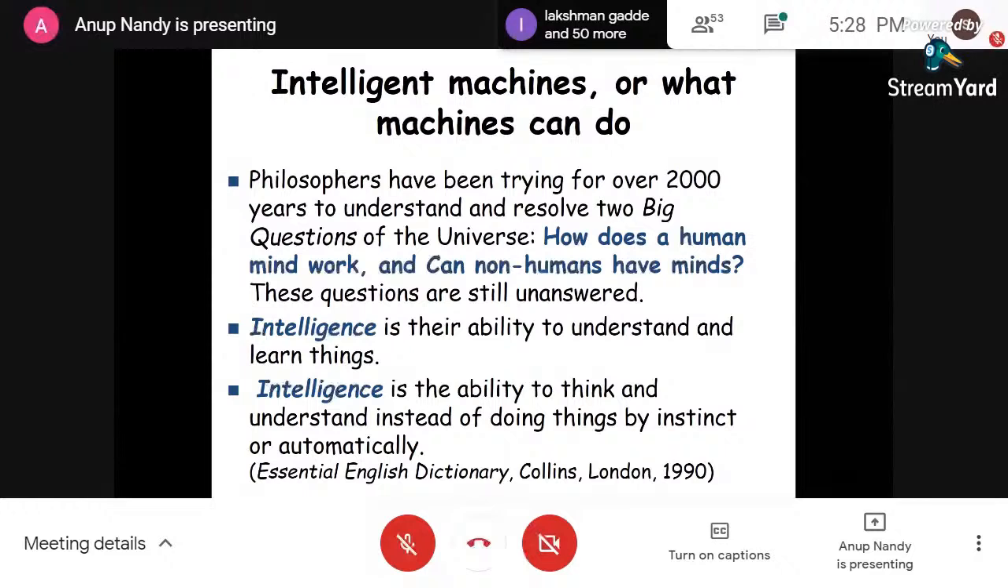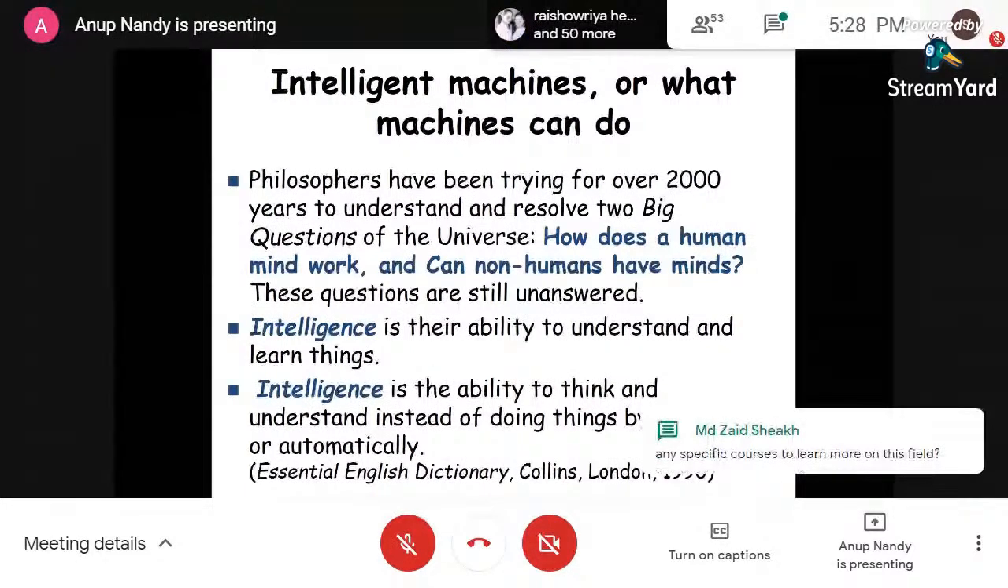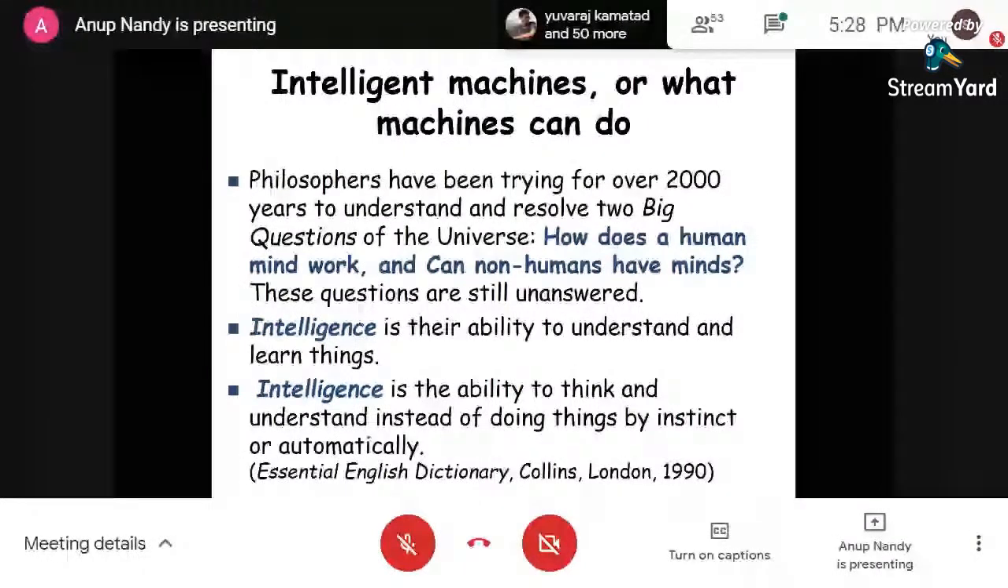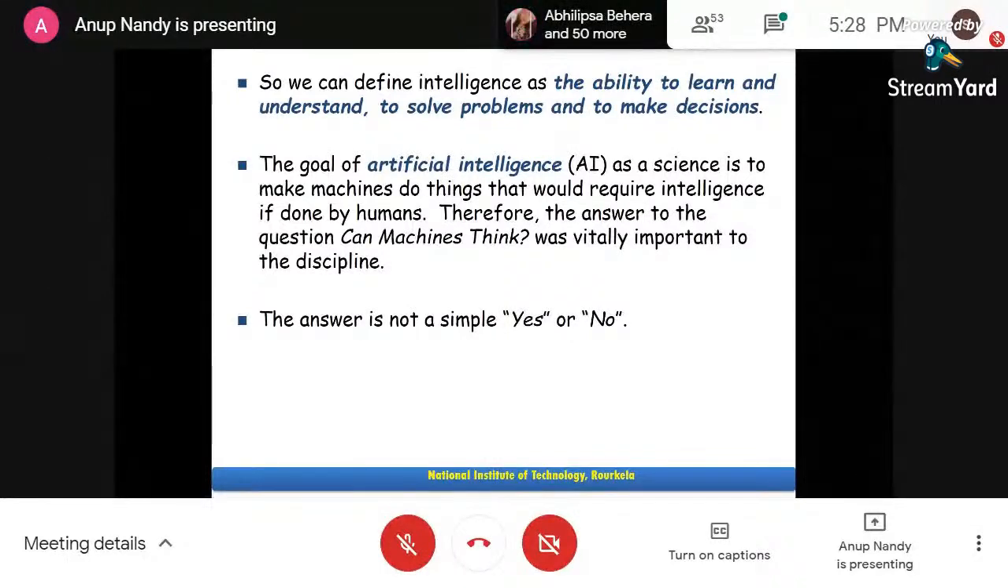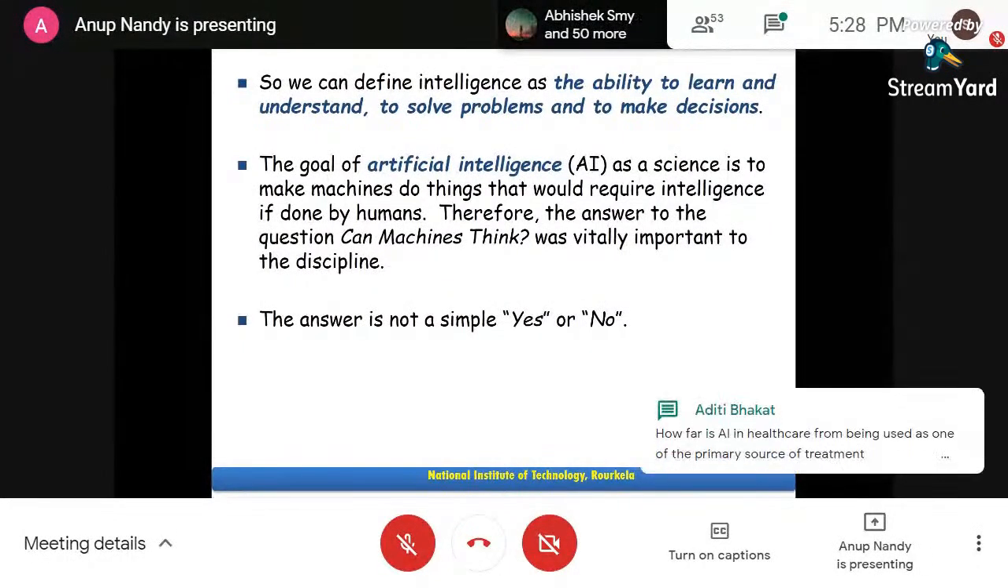In a nutshell, in common language, intelligence can be defined as the ability to think, to understand or to learn, in order to solve particular problems and to make decisions. Now the question comes: what exactly is artificial intelligence? If you look at different books, there will be different definitions of AI.